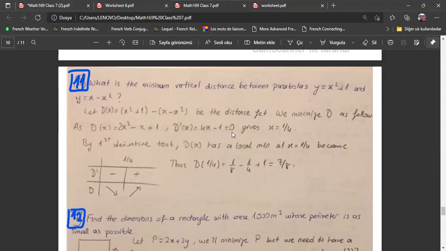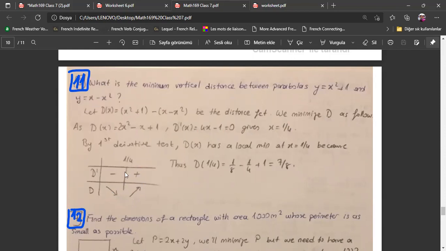If it's equal to 0, I'm sorry, here we have the derivative. If it's equal to 0, we have x equals 1/4. By the first derivative test, you may again make a table like this. You can pick any point, for example 1, and plug it in here, and you will get something positive. So we start with positive, plus, then negative. So it's decreasing, then increasing.